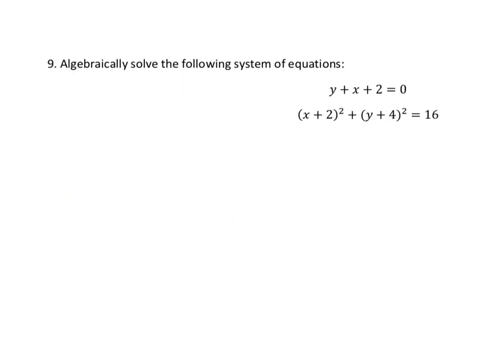This question you're going to algebraically solve for x and y. Right now we have a line and we have a circle. Now this is what you're not going to do. Please do not square root this whole thing. I know that you want to and it seems easy, but that's an easy shortcut that does not work because of this plus sign in between. What you have to do is go the long way, which means we're going to set the first equation equal to y by subtracting the x and subtracting the 2. So y equals negative x minus 2.